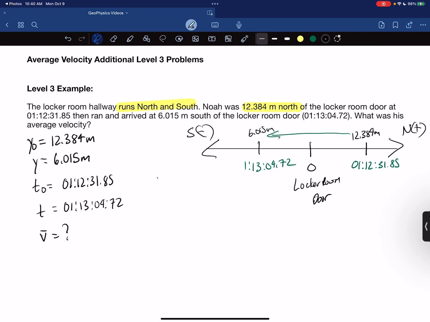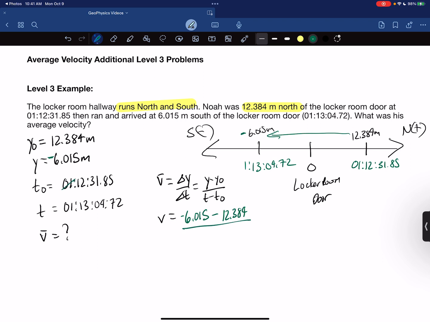In our formula, average velocity is delta y over delta t. And our delta y is going to be y minus y naught. And our time interval is t minus t naught. So that gives us a final position, since it's on the negative side, of negative 6.015 and minus 12.384 meters. Now, finding the time is a little more challenging.